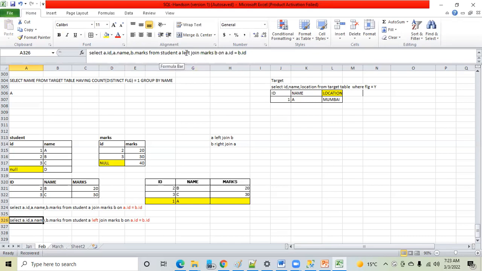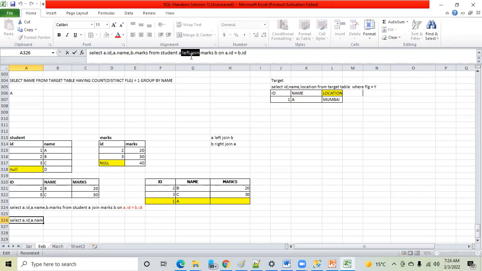User wants everything from the left table. Now, this is like a bridge. Which table is present to the left of this bridge? What is the name of that table? A. That is a student, right? Yeah, student. Correct. So it means SQL engine will understand that the user wants every record from which table? Student table. This is the meaning of left. The moment you will write left, the SQL engine will understand that user wants all the records, whether it is matching or not matching, from the student table. Is that clear?